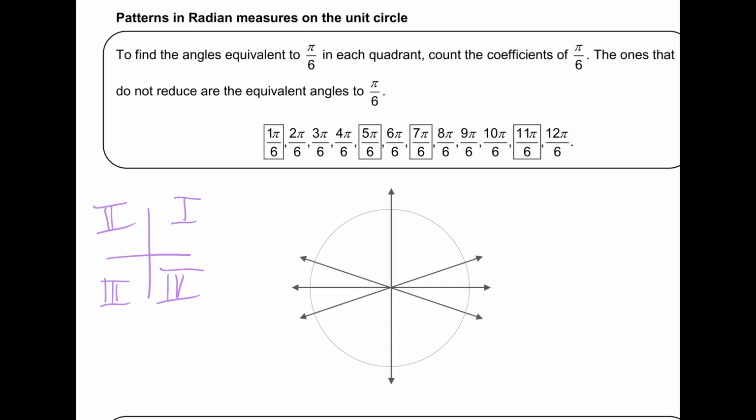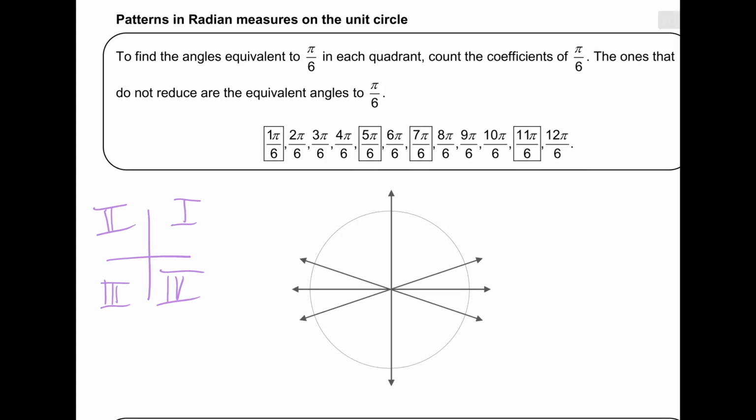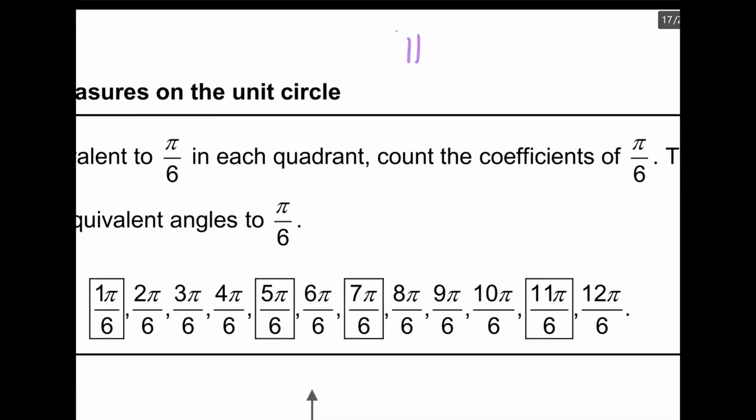Okay, so I have quadrant 1, 2, 3, and 4. In each quadrant there's an angle that's going to be equivalent to pi over 6. Quad means 4, so with quadrants I divide my graph into 4 parts. We're going to count the coefficients of pi over 6. The ones that do not reduce are equivalent to pi over 6, meaning I can't simplify the fraction. But first, what is pi over 6 as degrees?